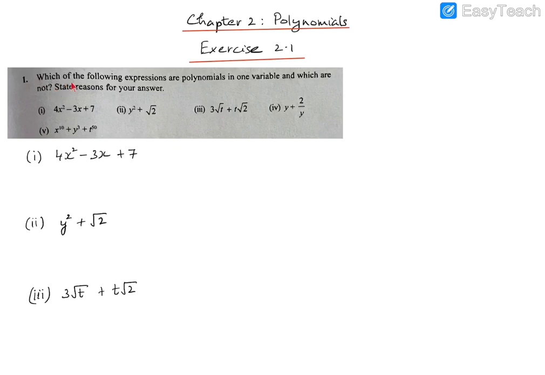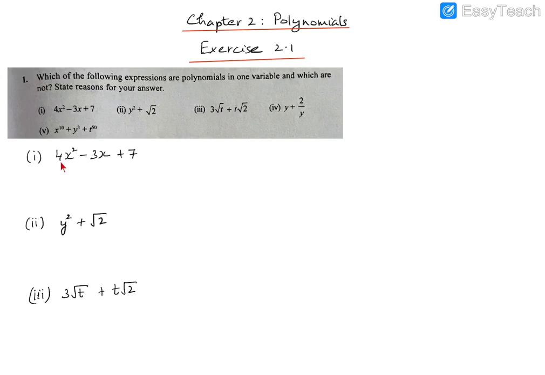Which of the following expressions are polynomials in one variable and which are not? Okay, and we have to give reasons for our answers. So let's start with each of these algebraic expressions and see whether they satisfy the rules of being a polynomial or not. And we are specifically asked whether these are polynomials in one variable or not.